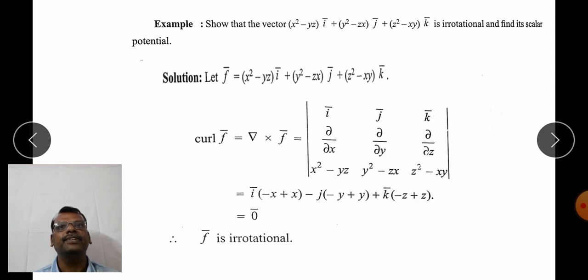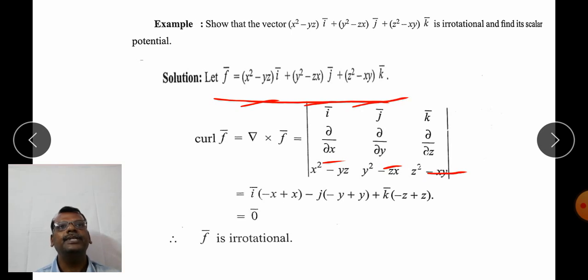Now let us come to the first part, where we have to prove that F bar is irrotational. Let us take the given F bar equal to x square minus yz i bar plus y square minus zx j bar plus z square minus xy k bar. Now curl F bar is equal to del cross F bar. It is defined as the determinant of i, j, k, dou by dou x, dou by dou y, dou by dou z, and f1, f2, f3. Here f1 is equal to x square minus yz, f2 is equal to y square minus zx, f3 is equal to z square minus xy.